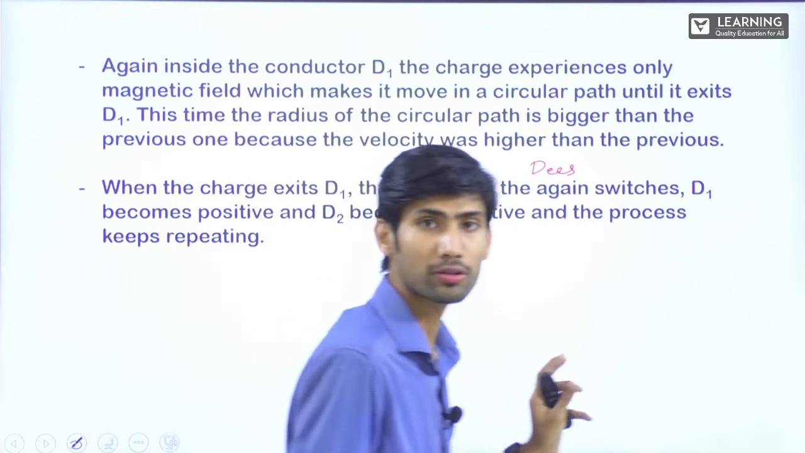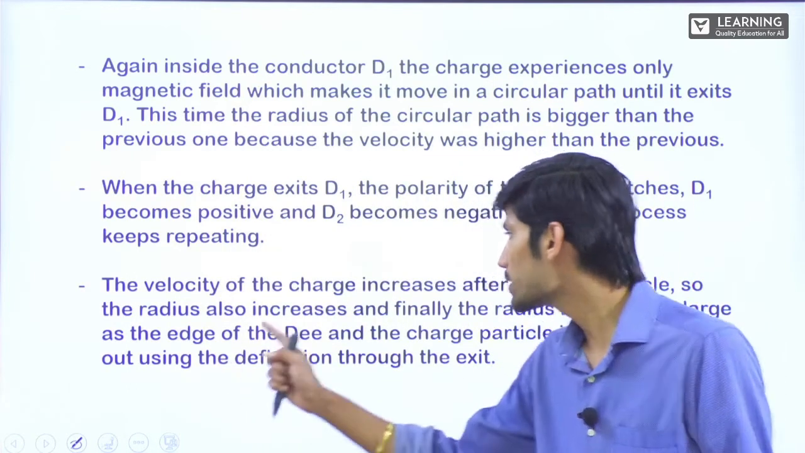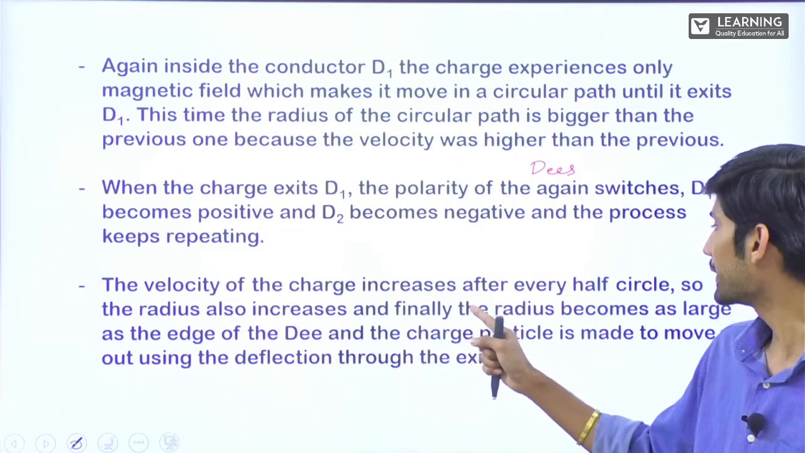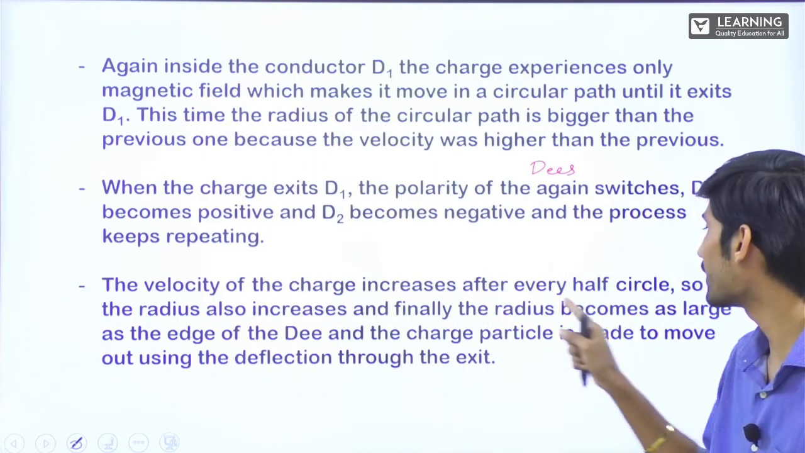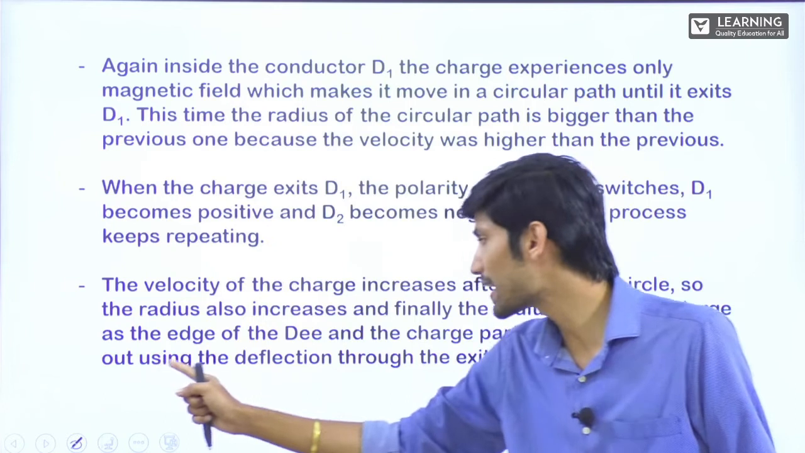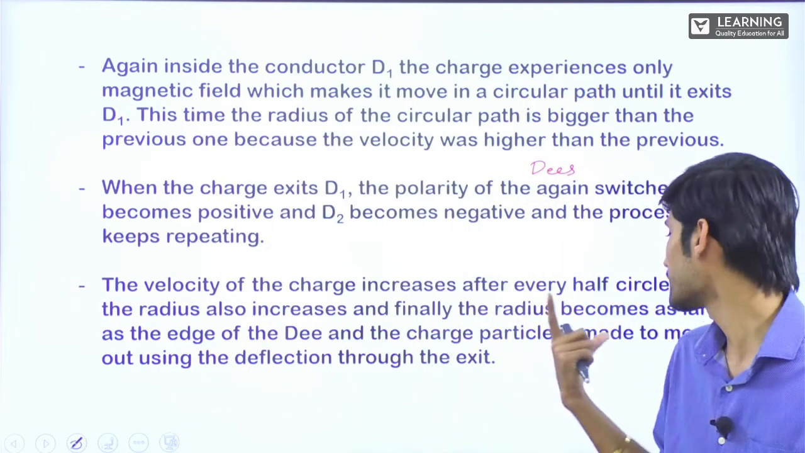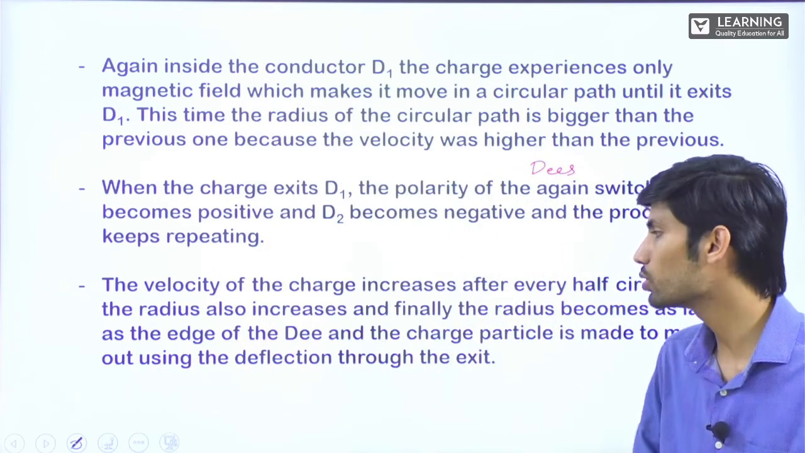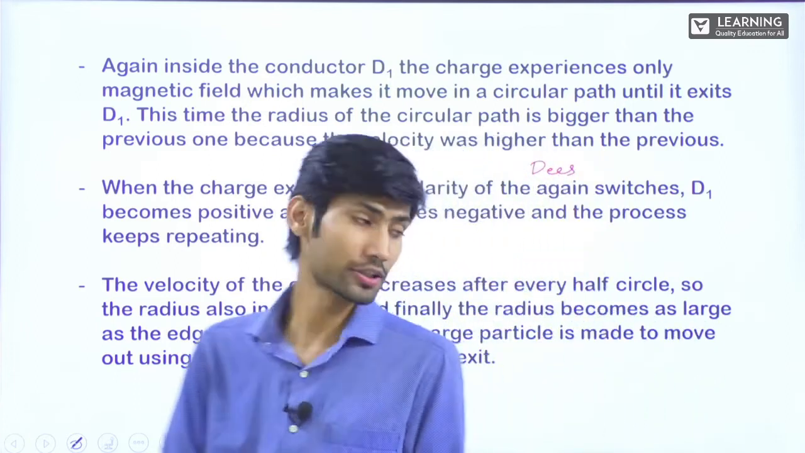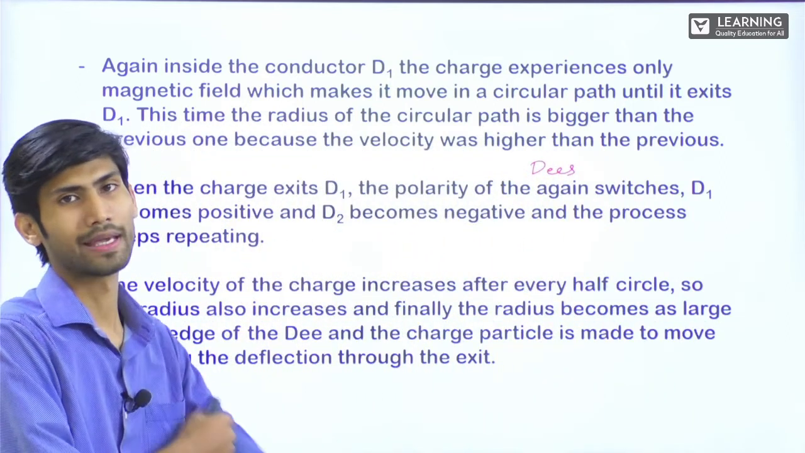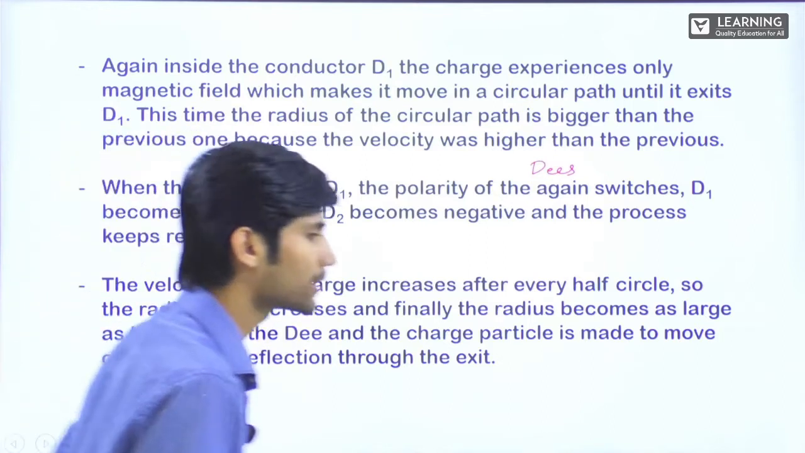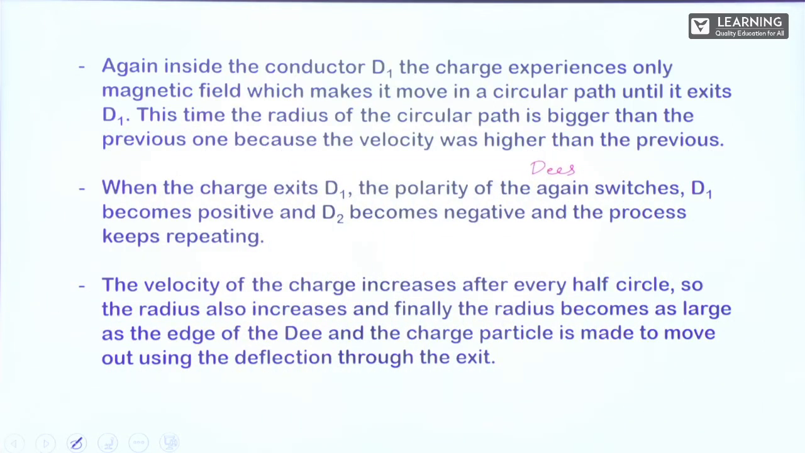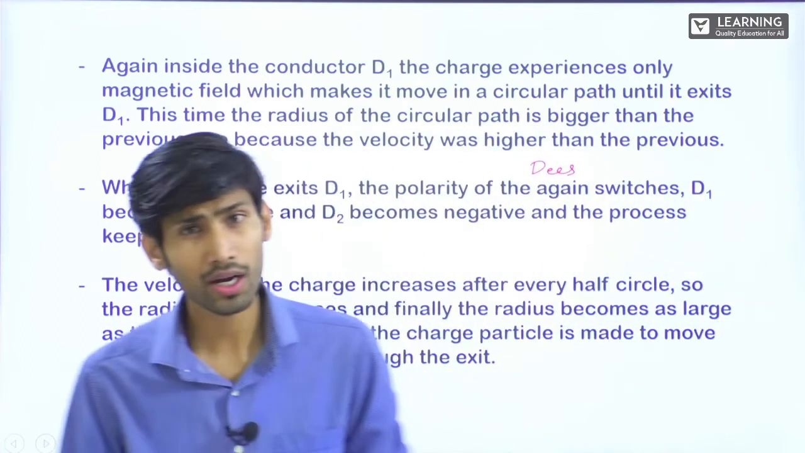Clear how cyclotron works? The velocity of the charge increases after every half circle, so the radius also increases, and finally the radius becomes as large as the edge of the D, and the charged particle is made to move out using the deflection through the exit. Clear? This is what we understood just now. You can again take a screenshot of it. 1, 2, 3. Alright. Understood?